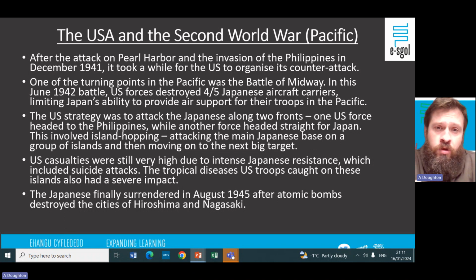Now, this was a turnaround then. This is when they start to island hop towards Japan to take back territories seized by the Japanese. Now, casualties were high. The Japanese resisted until the end. You had kamikaze pilots. The US had to deal with tropical diseases, which led to a large number of deaths. The Japanese finally surrendered in August 1945 after atomic bombs destroyed the cities of Hiroshima and Nagasaki.